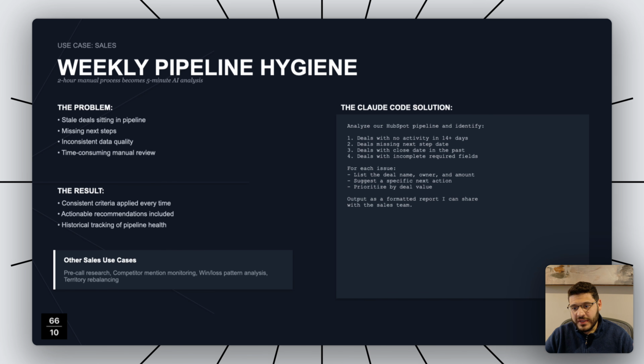So on the right here, you can see this is like a short little write-up example. Analyze our HubSpot pipeline, identify deals with no activity, 14 days, etc. For each issue, list the deal name, the owner, and the amount, and suggest specific next actions. Just putting together this report took teams that I've worked with hours. We were able to get it done in minutes with this use case.